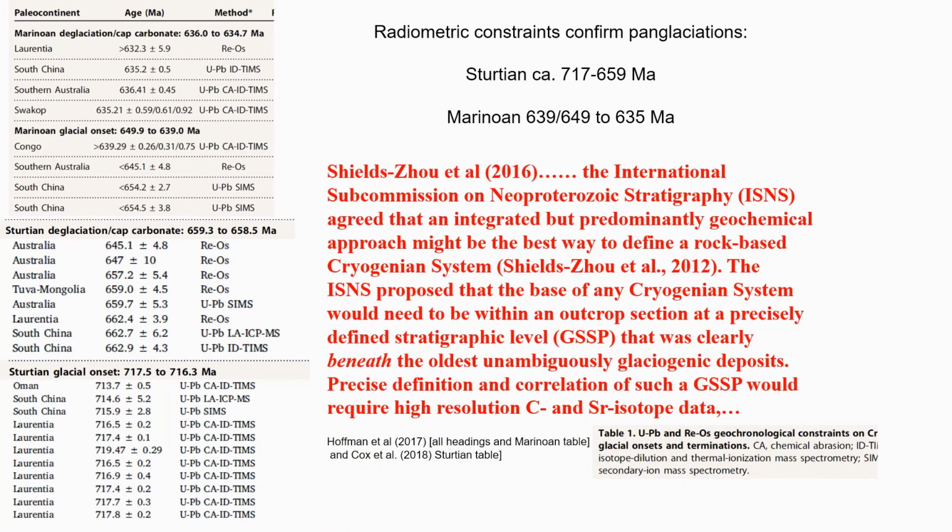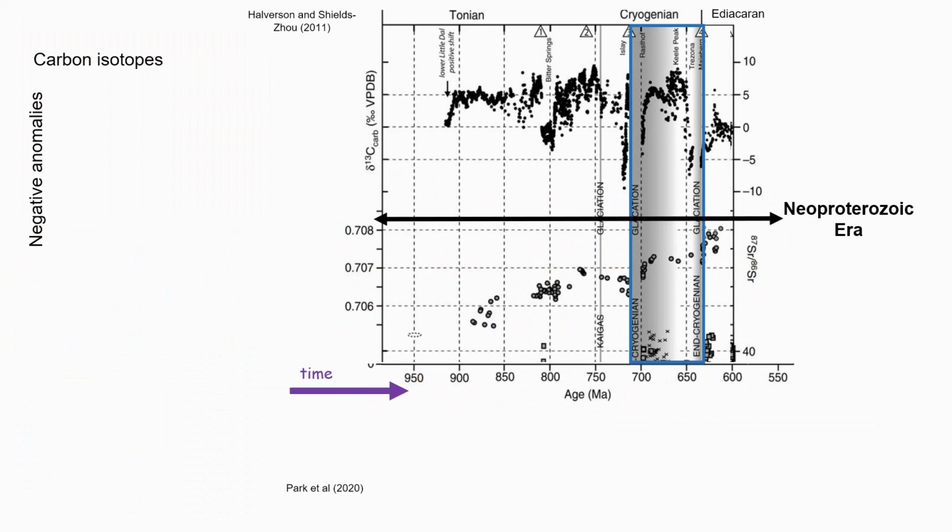In 2016, the Subcommission on Neoproterozoic Stratigraphy agreed how this should be approached. As you can see in the red type, the idea is that it will be defined beneath the oldest unambiguously glaciogenic deposits, and that precise correlation would require high resolution carbon and strontium isotope data. The Tonian, Cryogenian and Ediacaran systems collectively make up the Neoproterozoic era.